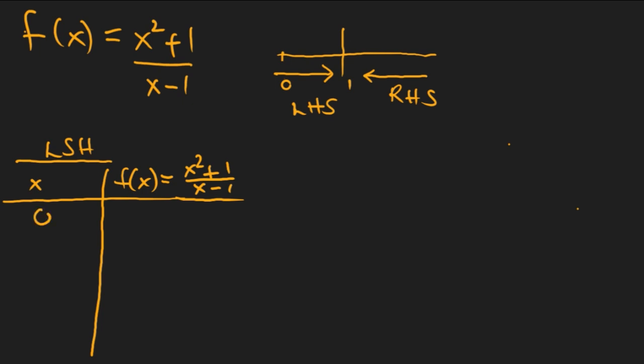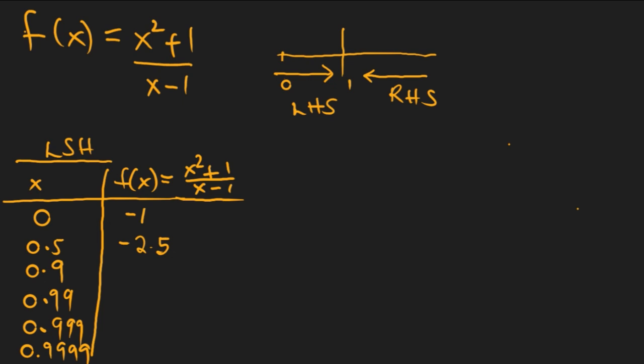values like 0, 0.5, we can do 0.9, 0.99, 0.999, and then let's say 0.9999. So when x is equal to 0 in this function, that means that wherever we see x, put 0 there. So that will be 0 squared plus 1 over 0 minus 1. And that will give us negative 1. If we substitute x to be 0.5, 0.5 squared plus 1 over 0.5 minus 1, we get minus 2.5.